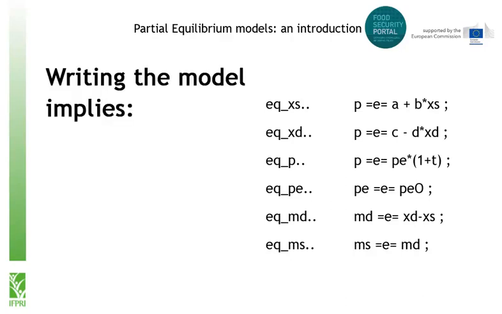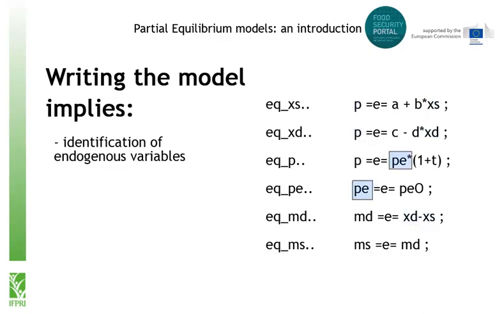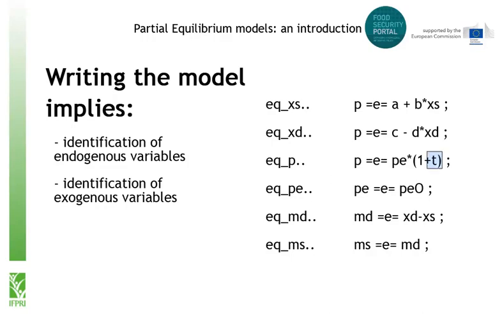Once you have written this model, you can first identify endogenous variables. They are P, XS, XD, PE, MD, and MS. Then you can identify exogenous variables. These are variables that can change, but they change thanks to decisions of the modeler. So for example, you have T, which is not explained by the model, but which can change exogenously to the model. That is, it is decided by the modeler.